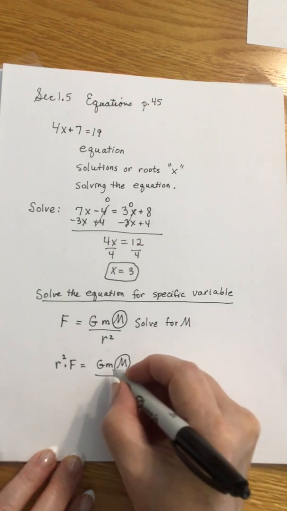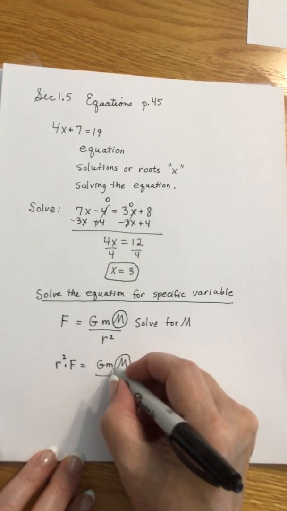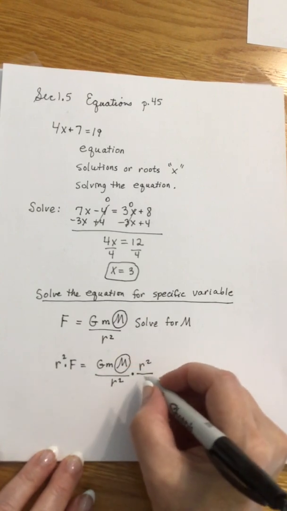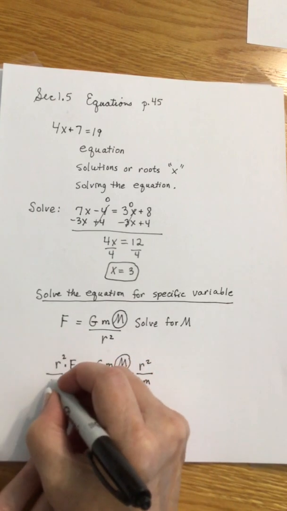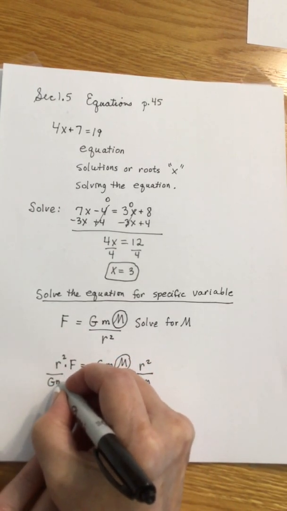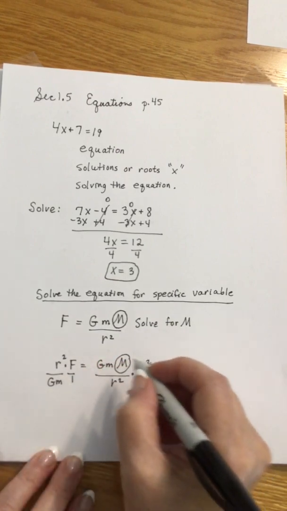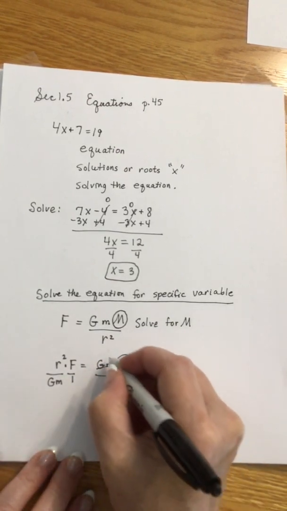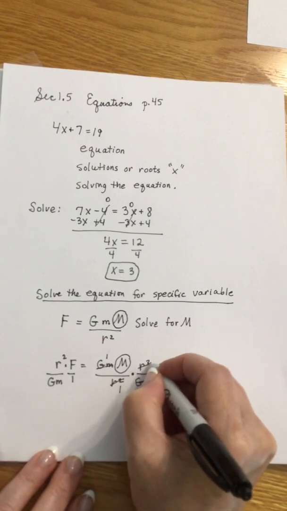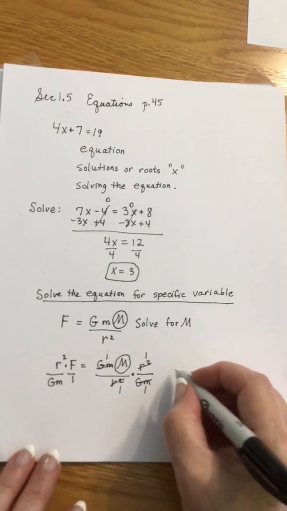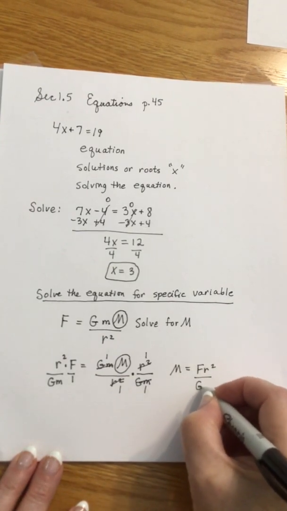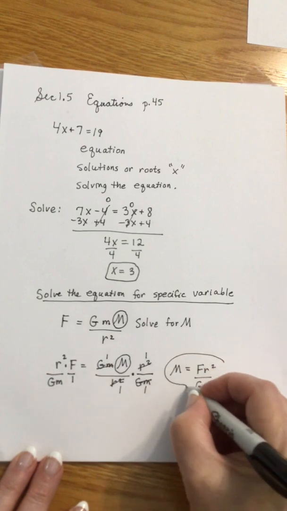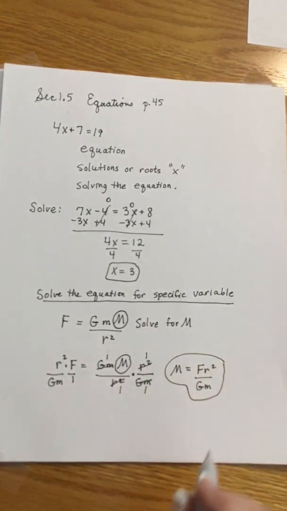But also the G and the lowercase m are in the numerator, the top of a fraction. So to get it to go away, I have to put the capital G lowercase m in the denominator. So the same thing over here, I have a capital G lowercase m. So the G and the m divides to be 1. The r squared and the r squared divides to be 1. And I'm left with capital M equals F r squared over G m. Solving for a specific variable. Okay, we're going to give everybody a chance to catch up to that point first.